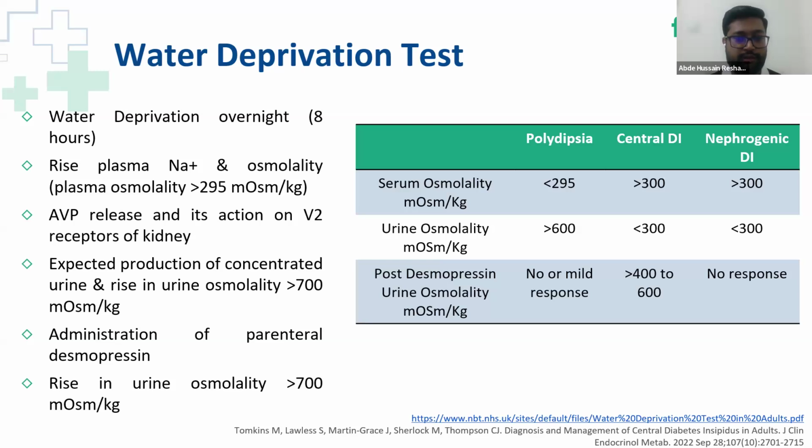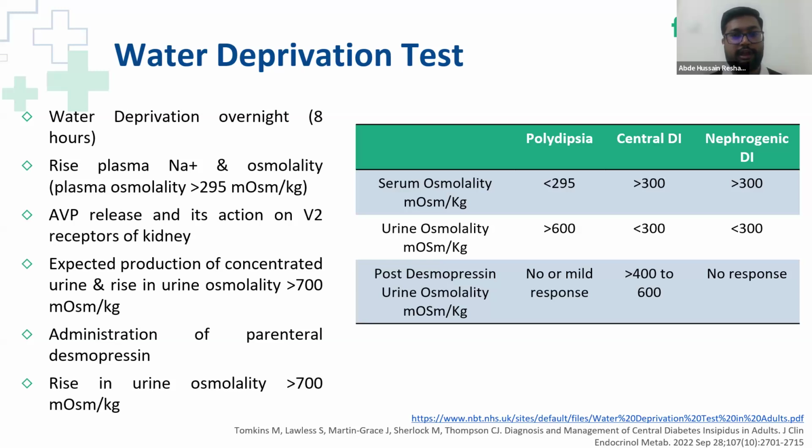Now this should stimulate a release of arginine vasopressin from the pituitary gland, and it should act on the kidneys. So due to this, the expected production of a concentrated urine should be there, and a subsequent rise in the urine osmolality of more than 700 milliosmoles. Now, after we have done this, we check if there is a rise or not. If there is a rise, then there's no issue in the functioning. But if we do not observe a rise in the urine osmolality, then we go ahead with the desmopressin injection.